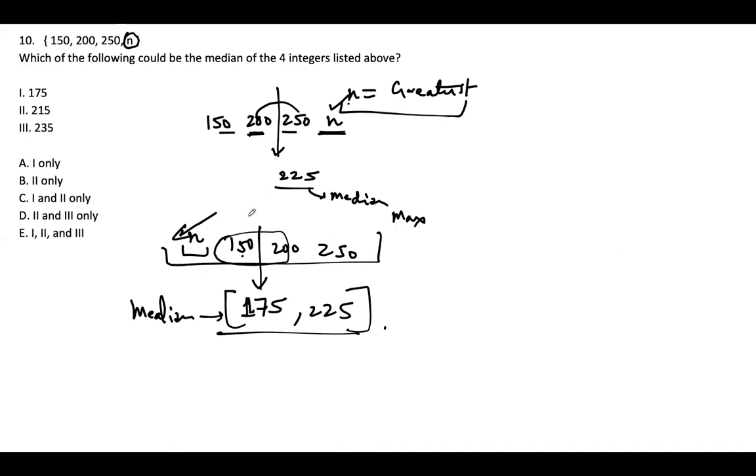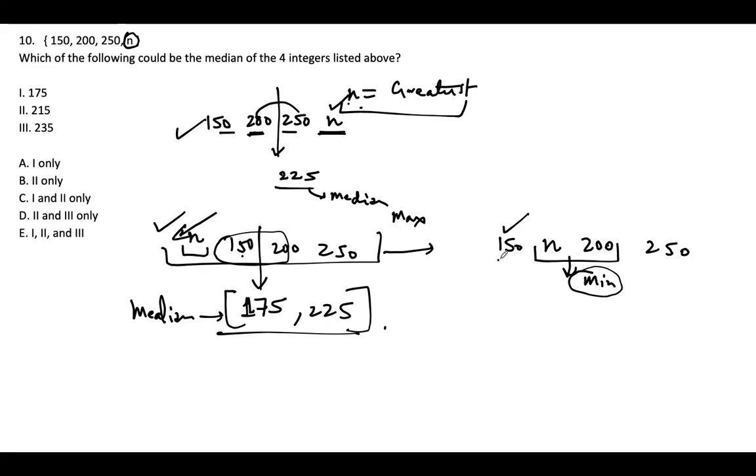Let's say you take one more case. Okay, I have taken 2 cases, and let's say if you are not understanding that, sir, why did you take n as greatest and why did you take n as the smallest? Take one more case, I'm saying. Let's say 150, n can come somewhere between 150 and 200, and this will be 250. But will this be the minimum value of median?